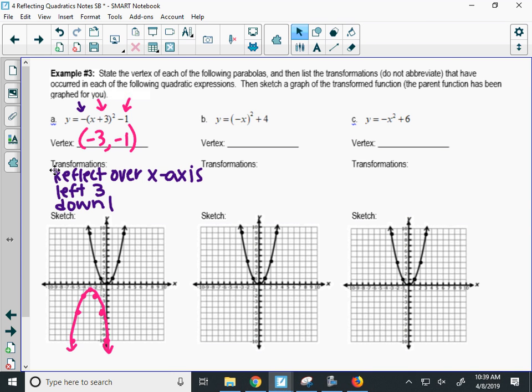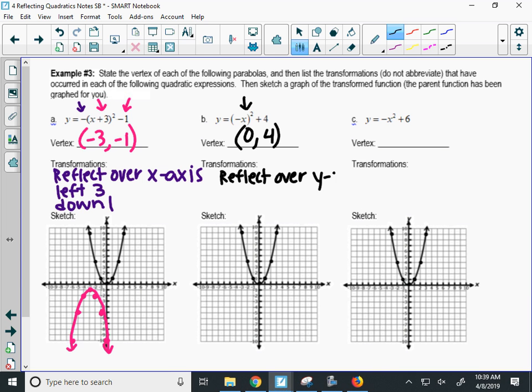Right? Letter B. Negative x squared plus 4. Well, there's nothing in the parentheses after the x. So that actually has a vertex at 0, positive 4. Now that negative in the parentheses is a reflection over the y-axis, and the plus 4 means you went up 4.